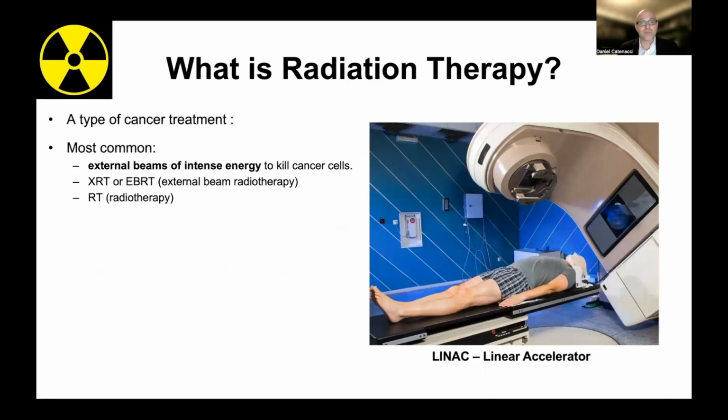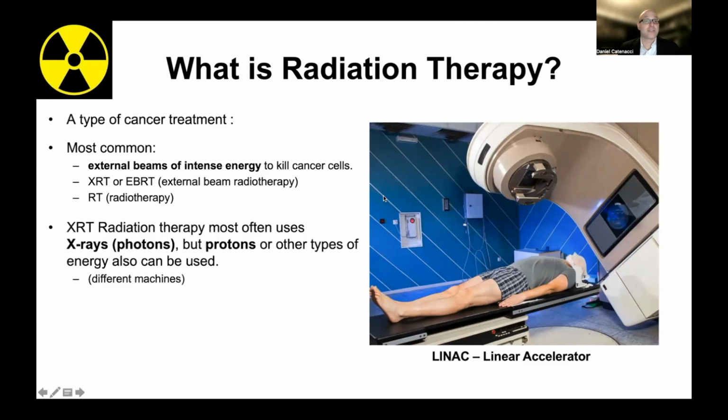And there are different forms of radiation therapy. Again, the most common is called external beam therapy, which is intense energy that's designed to focus on and kill cancer cells. Some acronyms for external beam therapy are XRT or EBRT. Radiotherapy is often just referred to as RT. And it's administered through a machine called the Linear Accelerator. And I'll show you how that works in the next slides.